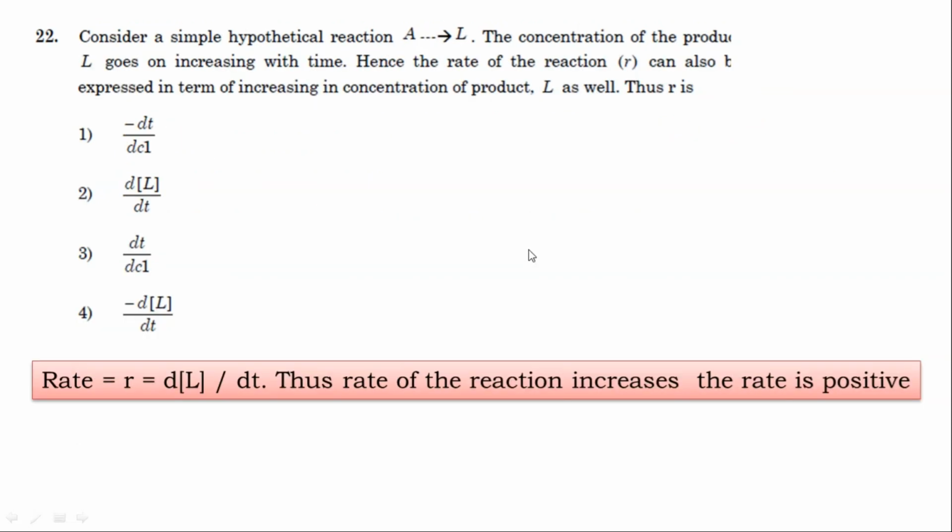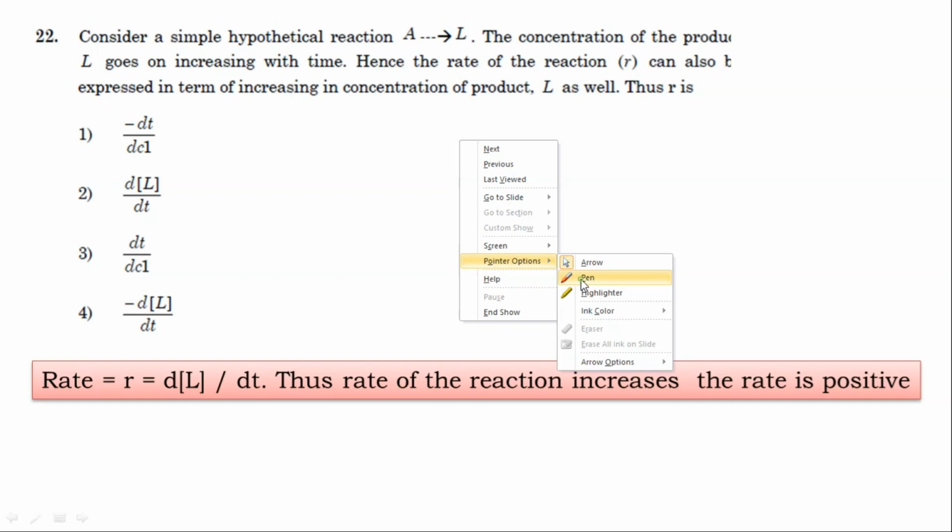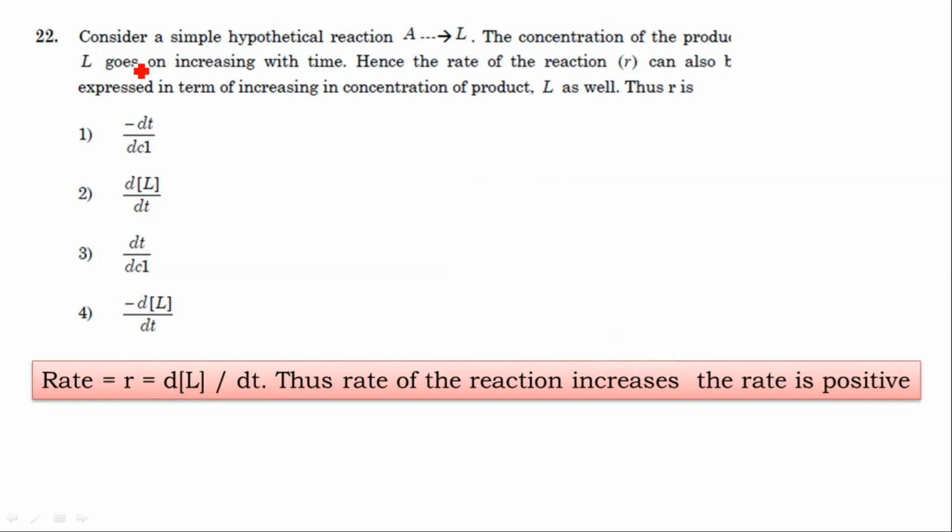Question 22. Consider a simple hypothetical reaction, A gives L. A is the reactant and L is the product. The concentration of the product L goes on increasing. Hence the rate of the reaction can also be expressed in terms of the increase in concentration of the product L. Here the rate R equals dL by dt. It is positive, so the rate of the reaction goes on increasing.